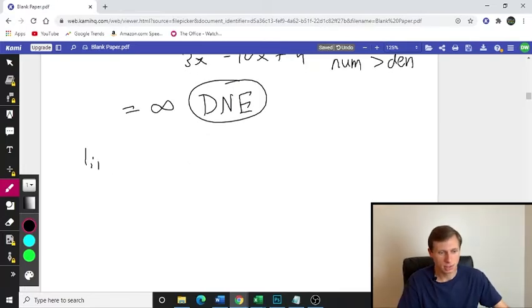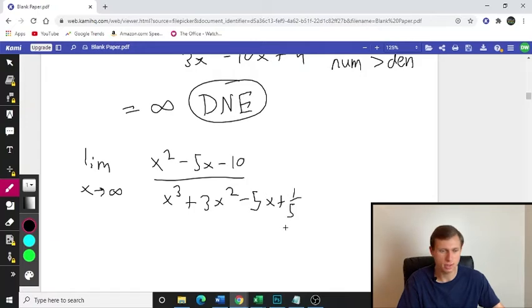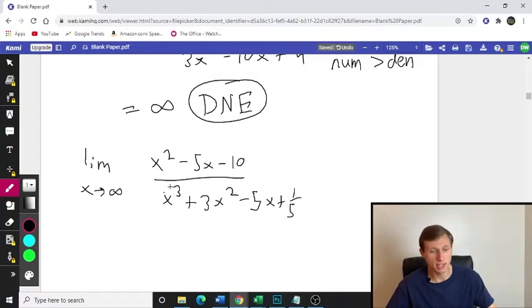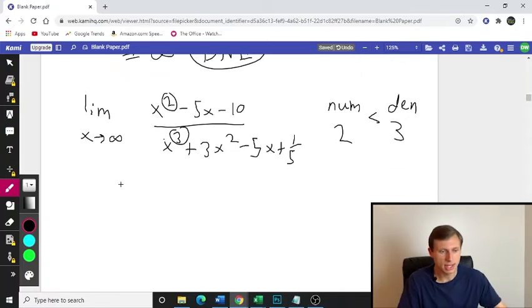How about now, limit as x approaches infinity of x squared minus 5x minus 10 over x cubed plus 3x squared minus 5x plus 1/5. The numbers really don't matter. All that matters is the leading degree, and in this case, the numerator is 2, and that's less than the denominator, which is 3 for the degree. And so what we can say then is that the limit is just 1 over infinity, which remember is 0.